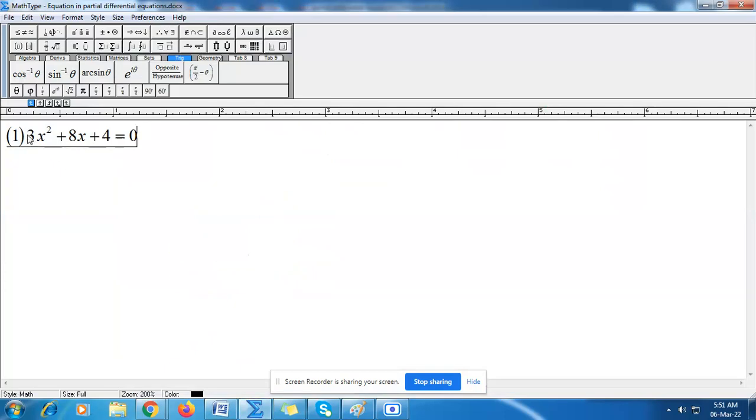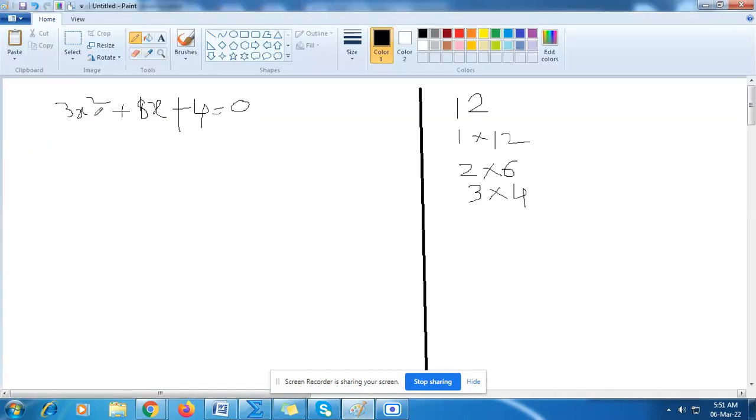So, when you have a quadratic equation, first you take the product of the first and last. 3 fours are 12. Okay. So now write the factors of 12: 1 12 are 12, 2 6 are 12, 3 4 are 12. After writing the factors, you have to write the sum or difference that is 8.